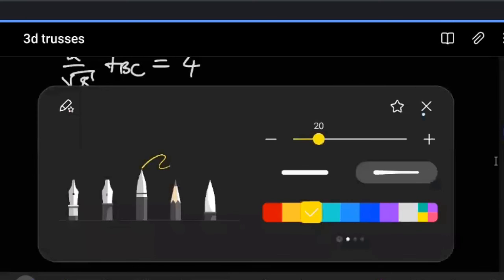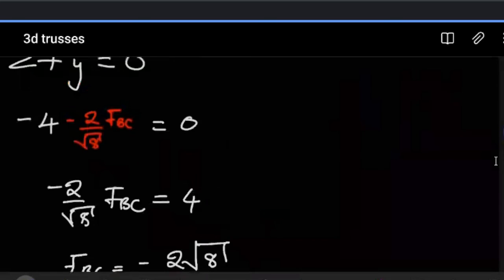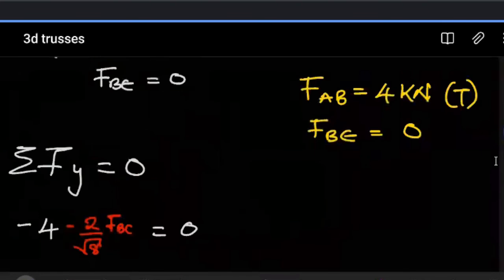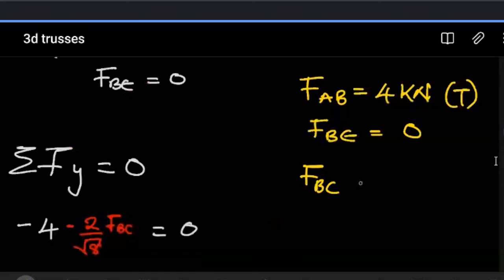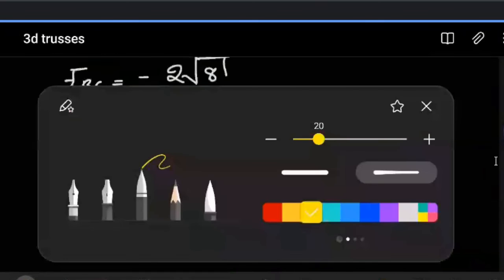Okay, let's include it with what we have found. That's FBC, 5.66 kilonewtons compression. Okay, that one has been sorted out.